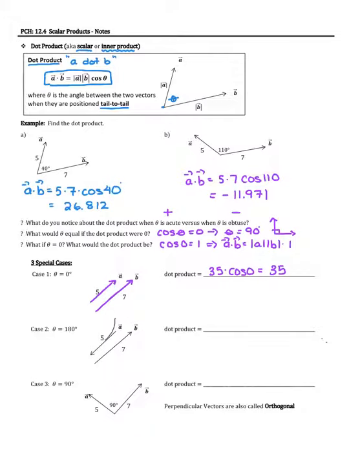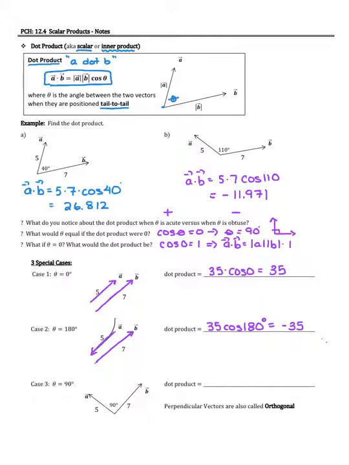If the two vectors are going in opposite directions, they're working against each other, so it kind of makes sense that here we have 35 times the cosine of 180, which is -1. You're going to get -35. Notice I'm always getting a scalar when I take my dot product.